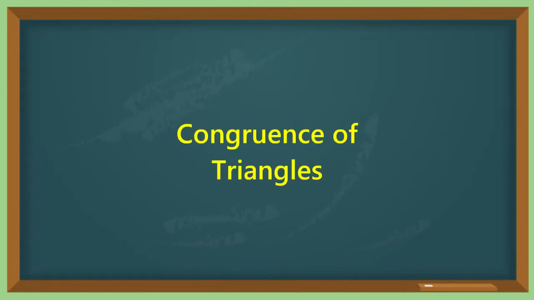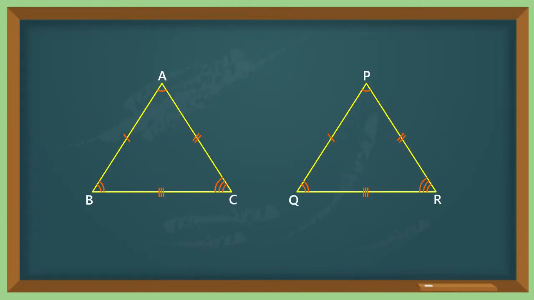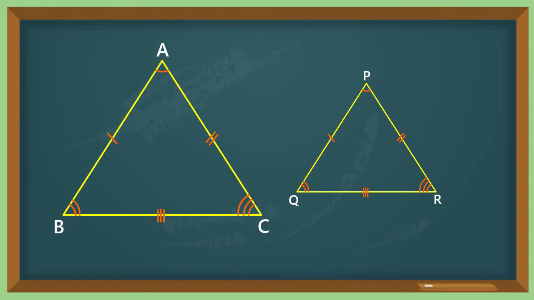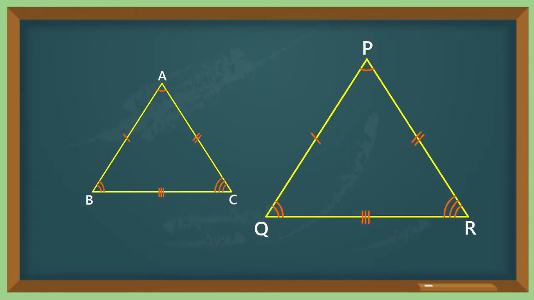Congruence of triangles. As we discussed, two images are congruent if they are similar to each other in different aspects. Now, we will learn and study about different congruent triangles. We know that line segments and angles are congruent when they superimpose each other. So, triangles are congruent if they can be superimposed on each other. For example, triangle ABC and triangle PQR.